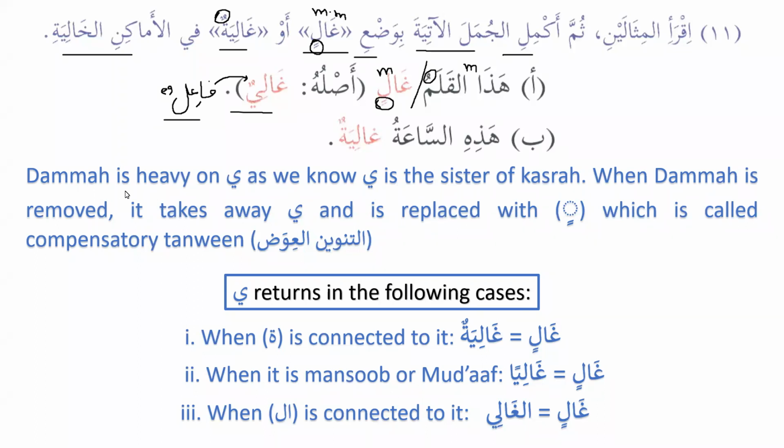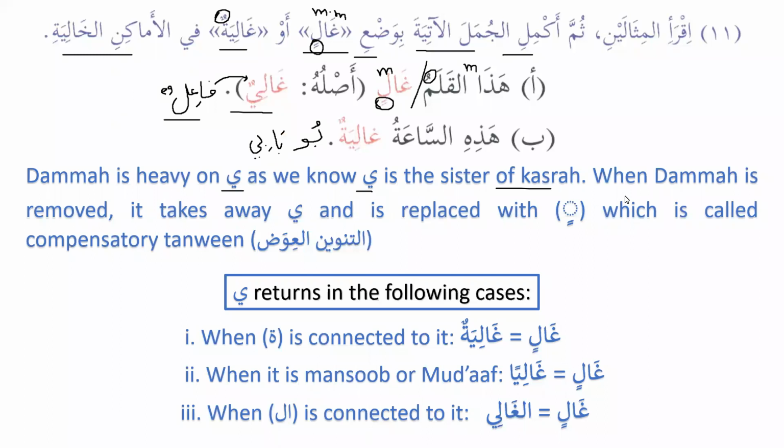What are the changes? Dhamma is heavy on ya. When we talk about ya, not ya al-mutakallim, when it is part of the root letters, then what happens? Dhamma is heavy on ya. Why? Because we know that ya is the sister of kasra. In Arabic, kasra is considered as the sister of ya. Similarly, fatha is considered as the sister of alif, and dhamma is considered as the sister of waw. As we know that we have bu, and then ba, and then bi. There are three long vowels: waw is compatible with dhamma, alif is compatible with fatha, and ya is compatible with kasra. So ya doesn't really like to have dhamma on it.